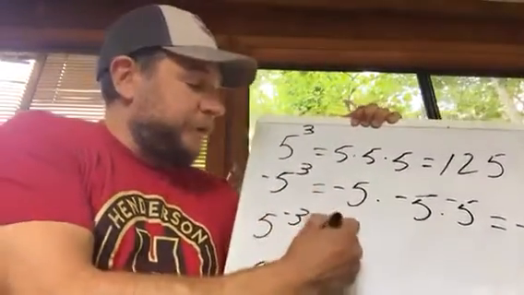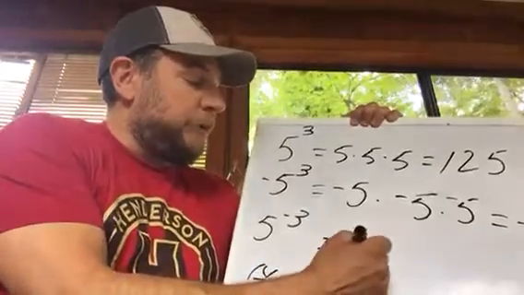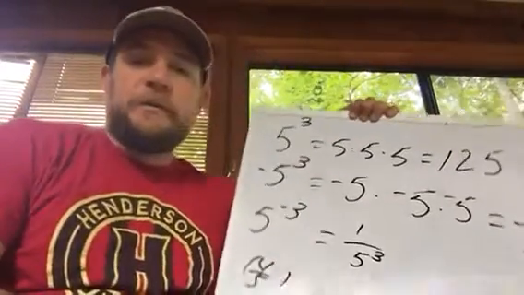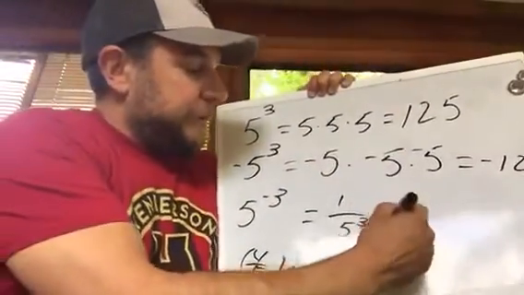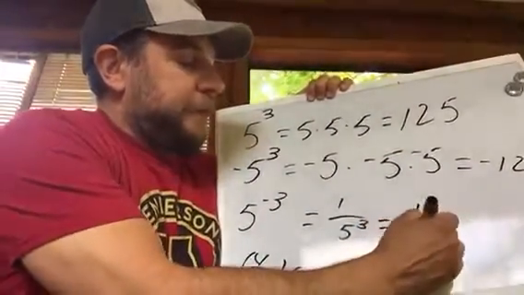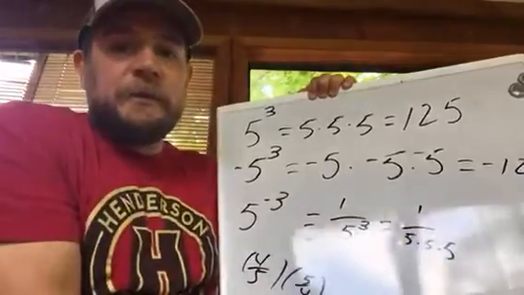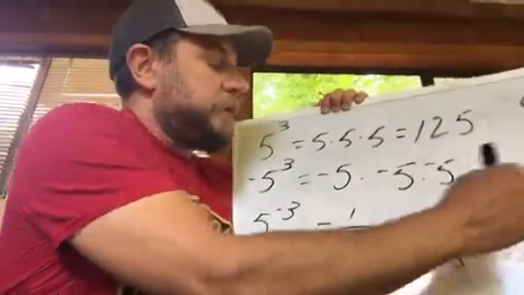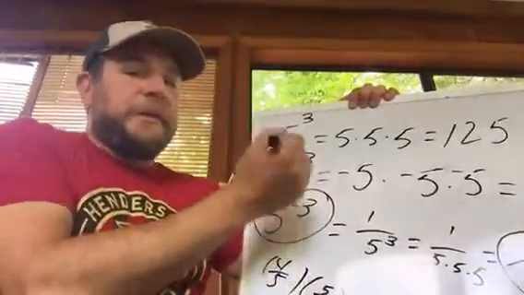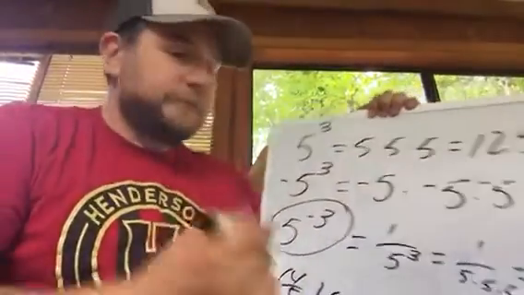5 to the negative third is the same as 1 over 5 to the positive third. So if we wrote that out, this is now 1 over 5 times 5 times 5, which is 1 over 125. Okay, so when you see negative exponents, think opposite.